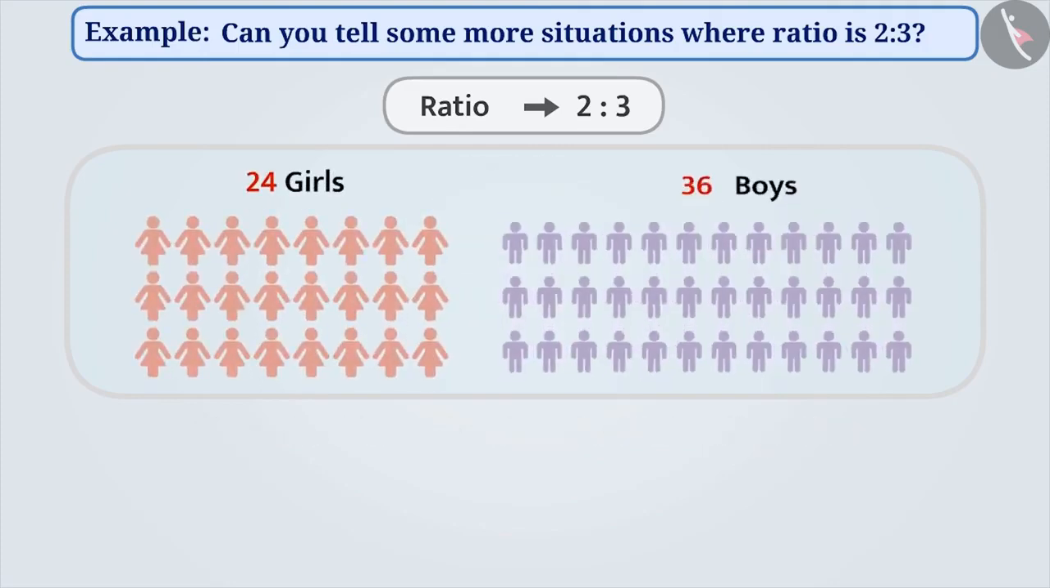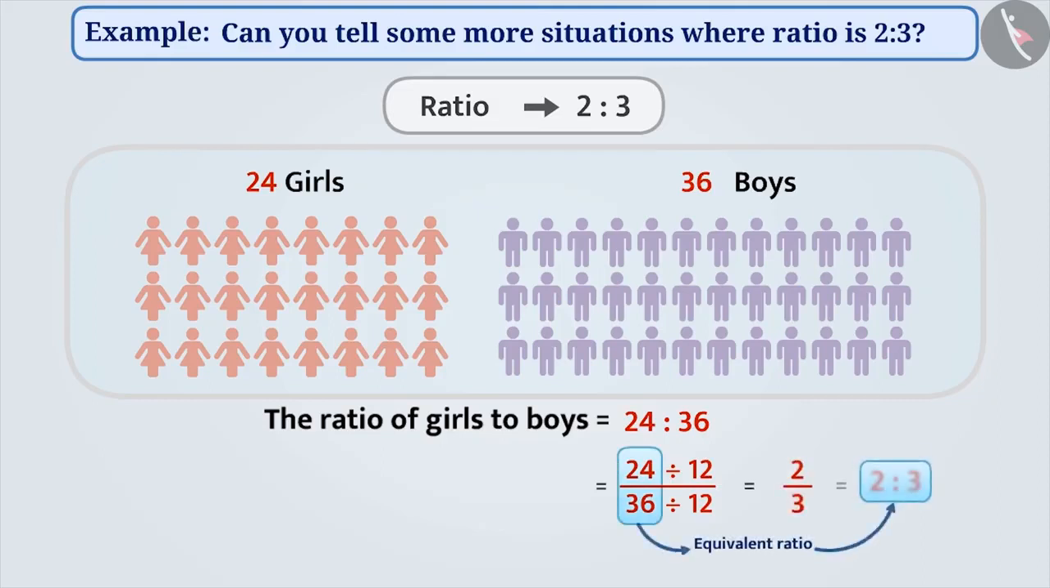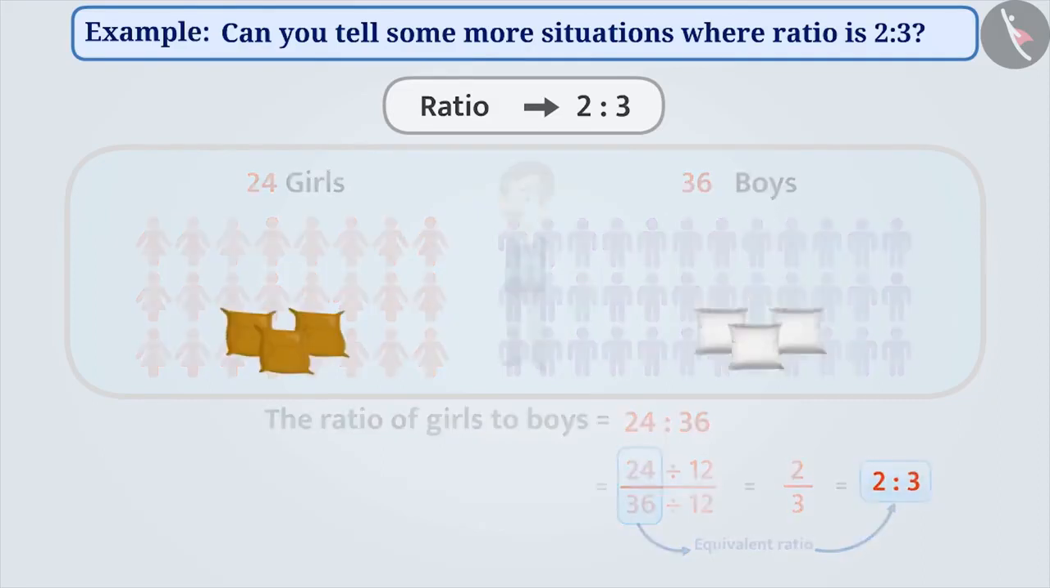If there are 24 girls and 36 boys in a class, then the ratio of girls to boys is 24:36. Upon dividing its numerator and denominator by 12, we will get the equivalent ratio of 24:36 as 2:3.